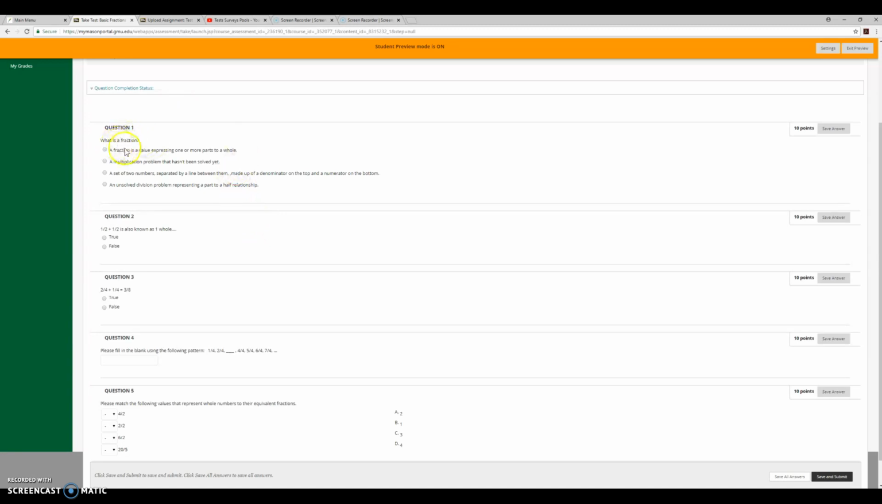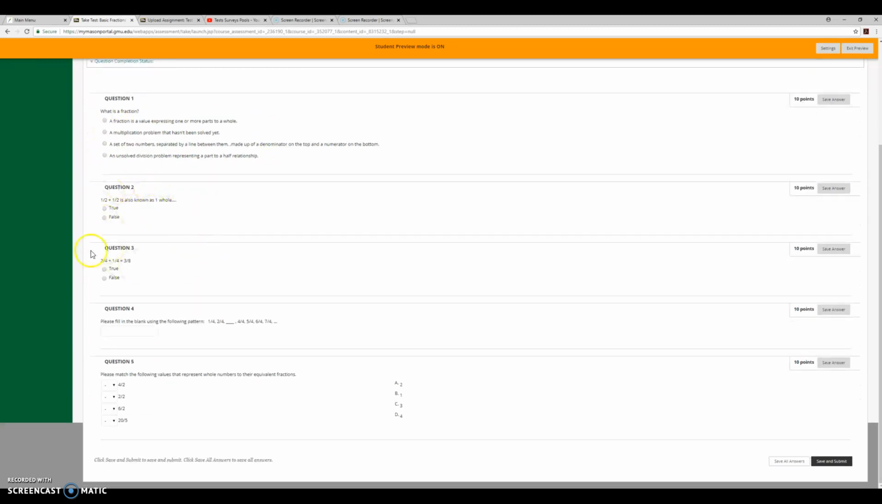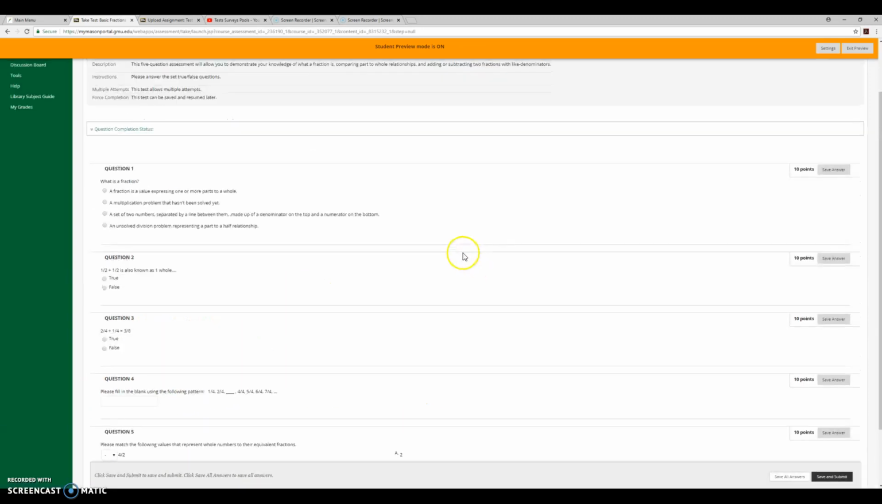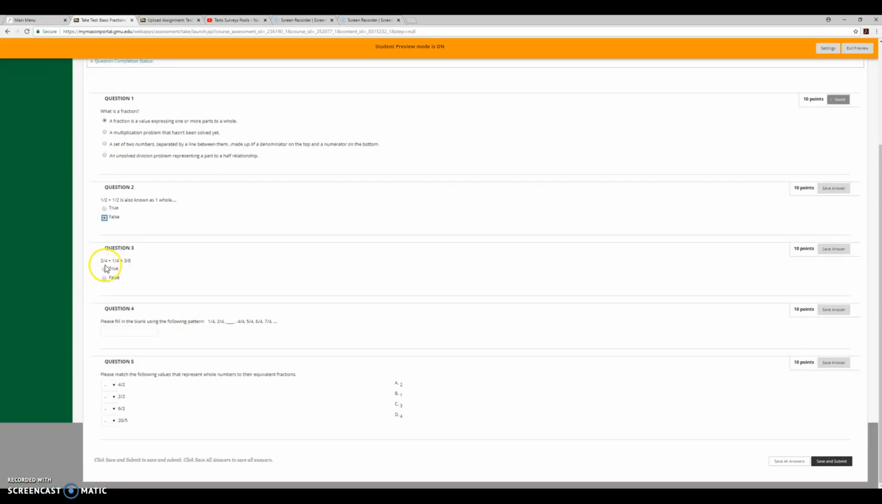For my quiz, I chose to do 4 different types of questions. I have multiple choice, I have 2 true false, I have 1 fill in the blank, and then I have 1 matching. I'm going to go ahead just for feedback purposes, choose a couple of these as being incorrect. We all know 1/2 and 1/2 is 1 whole, but I'm going to go ahead and hit false for that. We know that this is false, but I'm going to hit true.